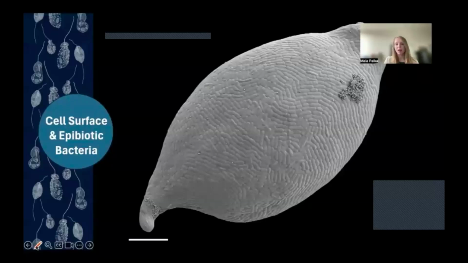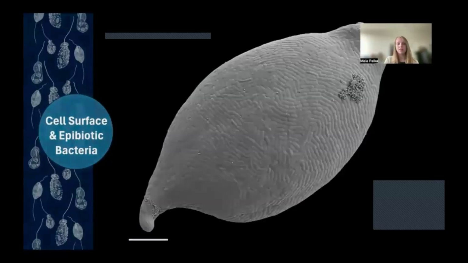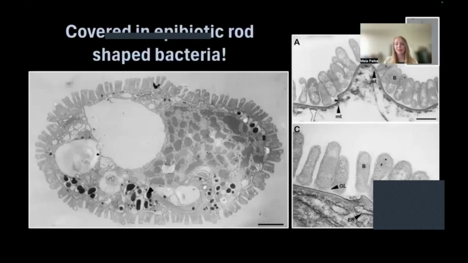Transmission electron micrographs, which show the internal structures of cells and the structure of organelles, demonstrate that these epibiotic bacteria are completely covering the surface of the cell and that they are associated with the cell surface through a glycocalyx or a mucilaginous layer. Here, I would like to emphasize that this is all single cell electron microscopy.